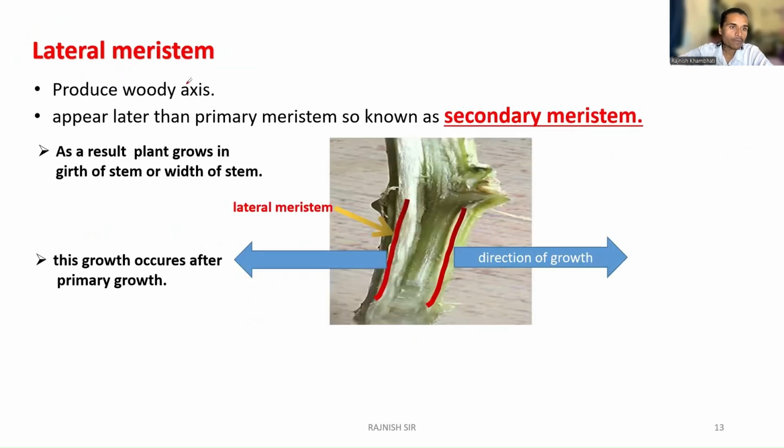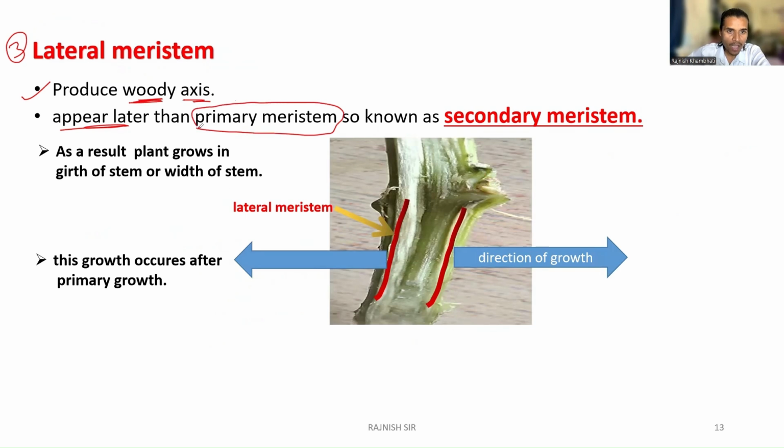Third type is lateral meristem. Lateral meristem produces the woody axis of the plant. What is their function? They produce the woody axis of the plant. They produce wood, you can say. Lateral meristem will appear later than primary meristem.